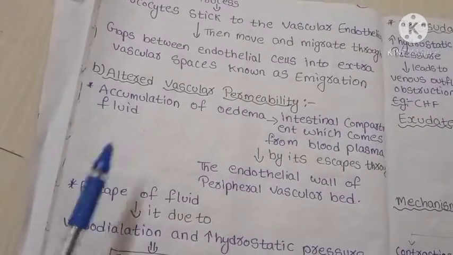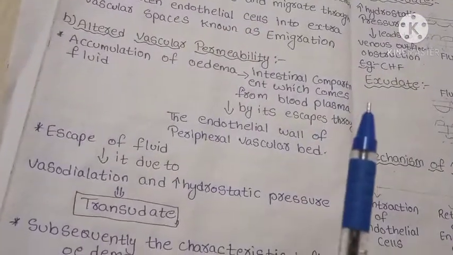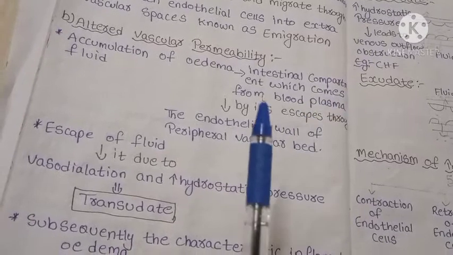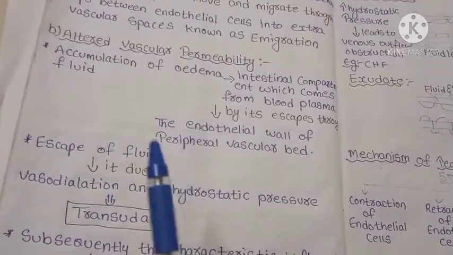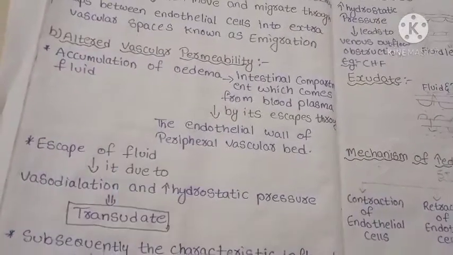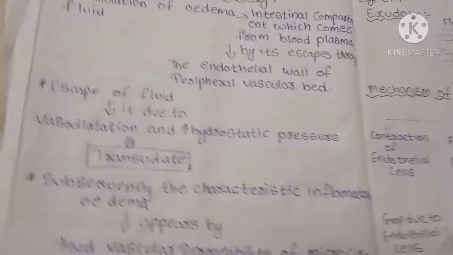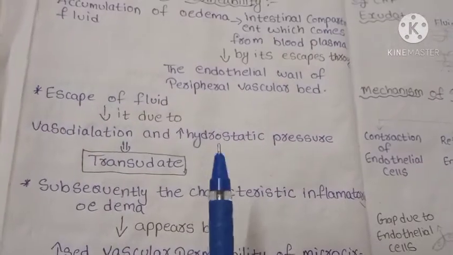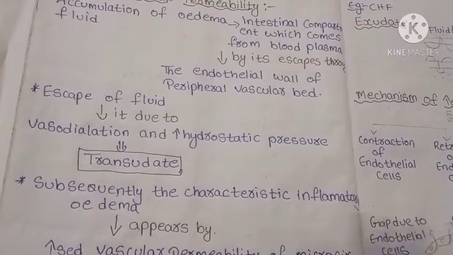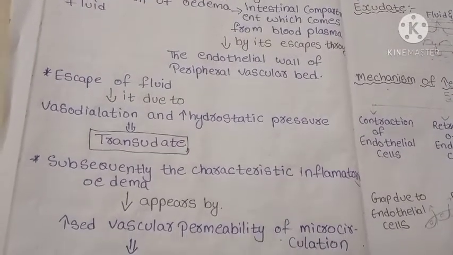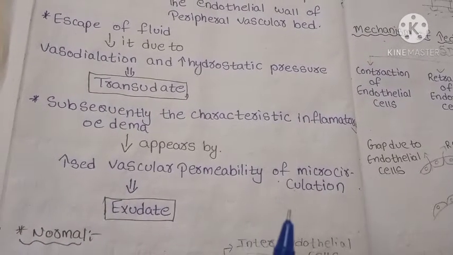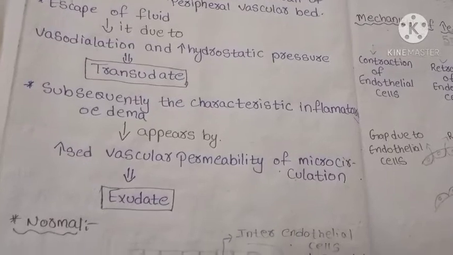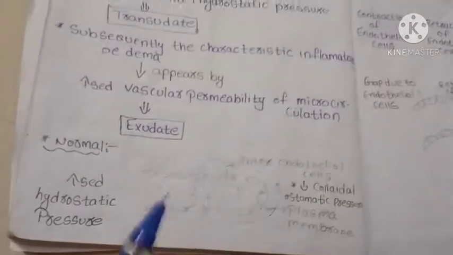Next, altered vascular permeability. Accumulation of edema fluid in interstitial compartments comes from blood plasma by its escape through endothelial walls of the peripheral vascular bed. Escape of fluid is due to vasodilation and increased hydrostatic pressure, which is transudate. Subsequently, the characteristic inflammatory edema appears by increasing the vascular permeability of microcirculation, which is exudate.